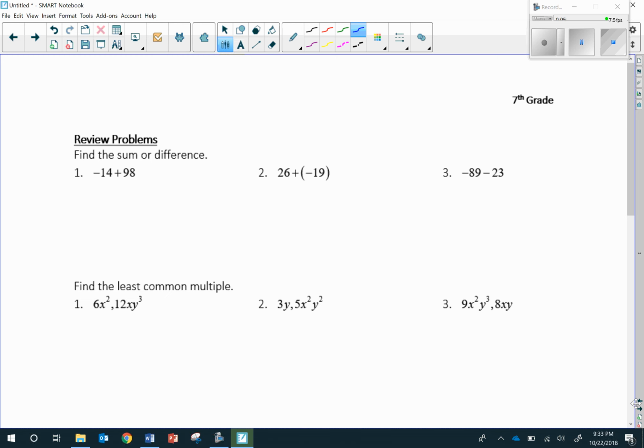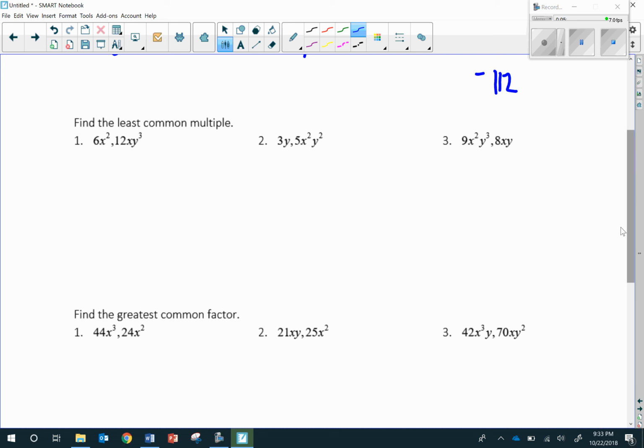All right, continuing with this set of notes, we've got some review problems. Numbers 1 through 3 are simply using your integer operations and rules for integers. So negative 14 plus 98 is positive 84. 26 plus a negative 19 is positive 7. And negative 89 minus 23, remember we can also write this as negative 89 plus negative 23, and this simply equals negative 112.